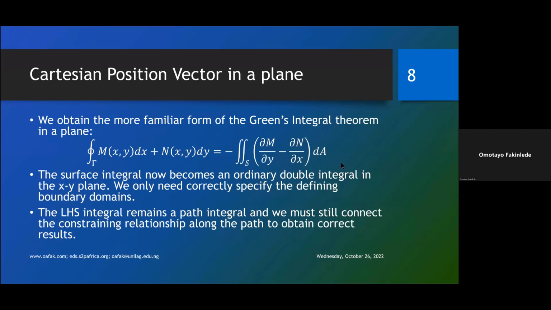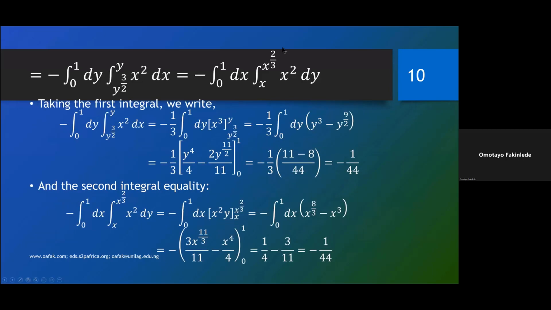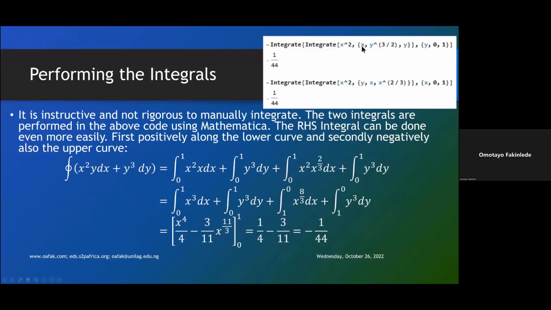You can see minus 1/44 is the correct answer. I also used Mathematica. I just coded that integral in the previous page using Mathematica, the two of them, and again, Mathematica spits out to me minus 1/44. It is instructive and not rigorous to manually integrate. The two integrals are performed in the above code using Mathematica. The right-hand side integral can be done even more easily. So I think it should be the left-hand side now.